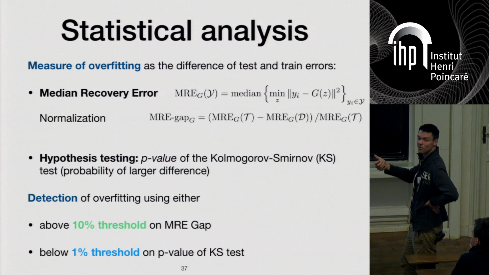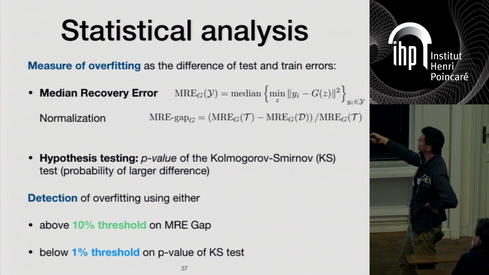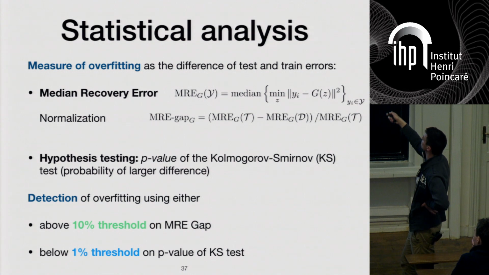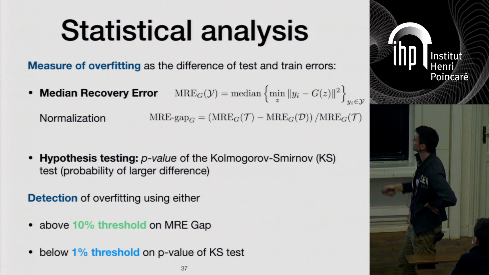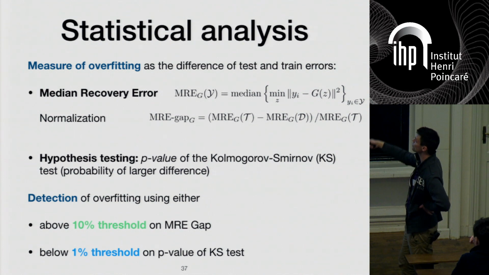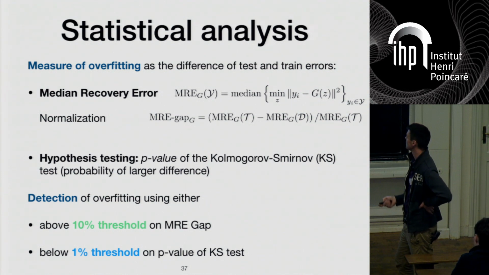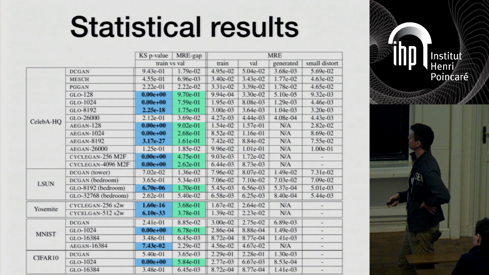And as a rule of thumb, we define those two thresholds. If the MRI gap, which is normalized, we compute the median error on the test set, which is always greater than the training set, and we divide it by the error on the train set. So this is between 0 and 1. If this is above 10%, we say there is overfitting. And if the p-value is below 1%, we say, again, we have overfitting.